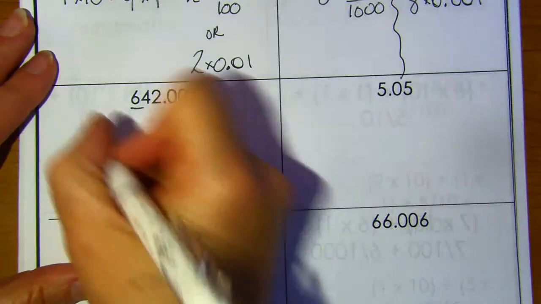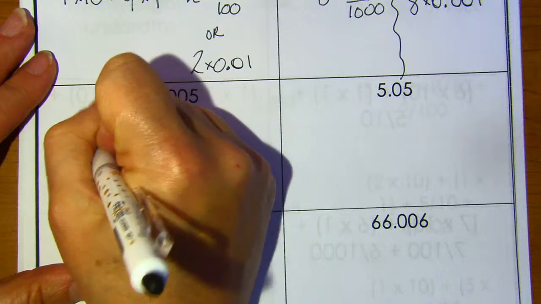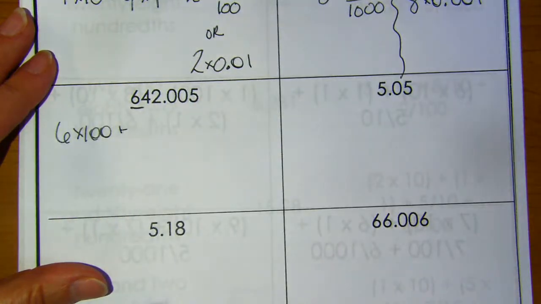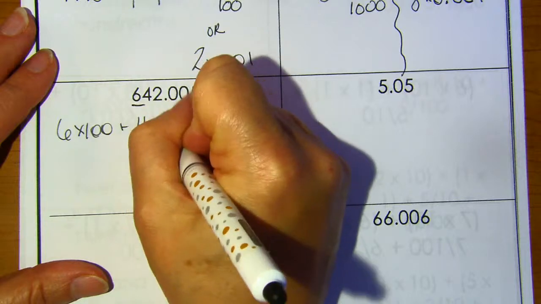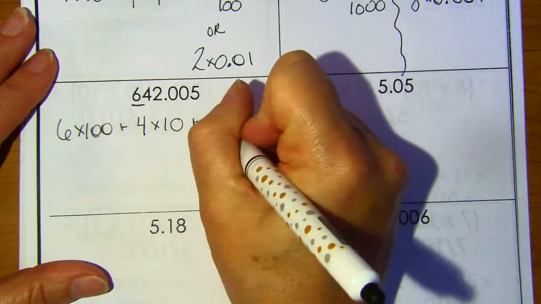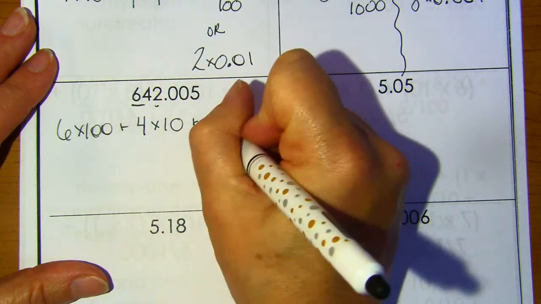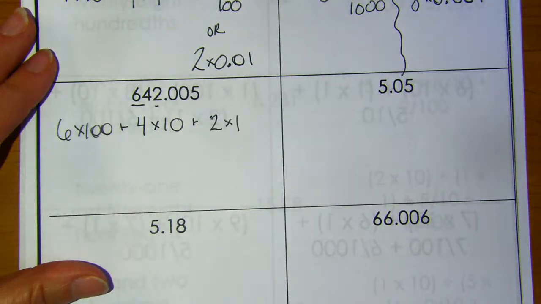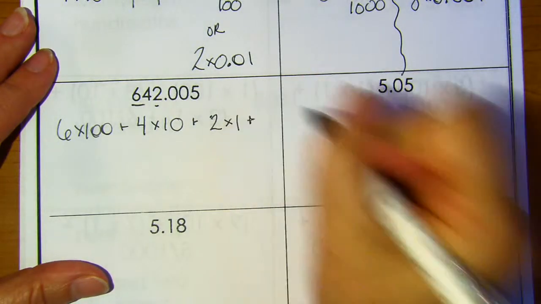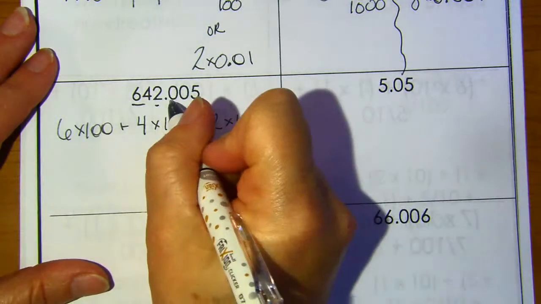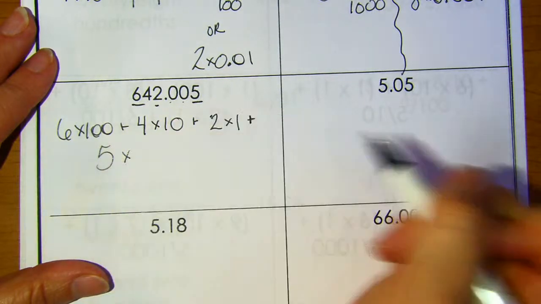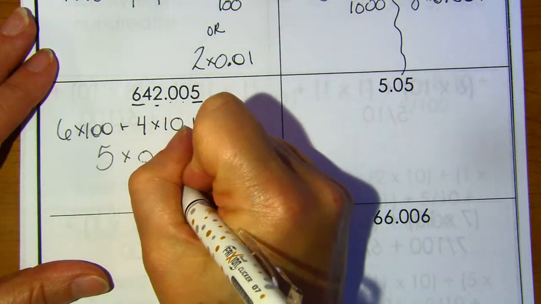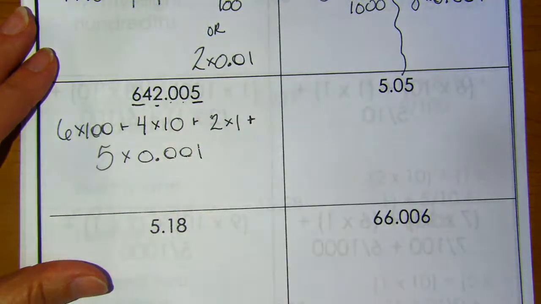We've got 6 in the hundreds place. So 6 times 100 plus the next digit is 4. So 4 times, in the tens place, so 10. And then 2 is in the ones place. Don't forget your plus sign in between each one. And then we only have 1 other digit that's not a 0, and that is 5. And that's 5 times 1/1,000. I'm going to do this one in decimal form, 0.001.